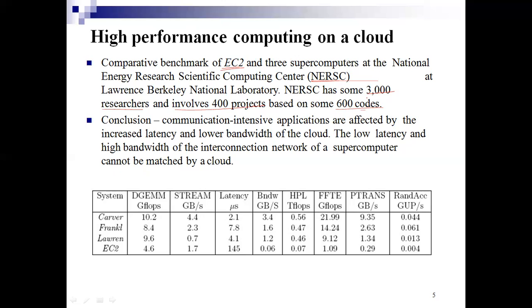Some of the codes that are used, I'll just list a few. The first code is CAM. What do you mean by CAM? It is the Community Atmosphere Model. So this is a code. There are 600 codes; I am discussing a few. The first one is the Community Atmosphere Model, and the second one is GAMESS.